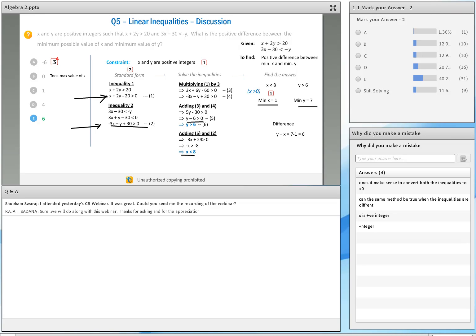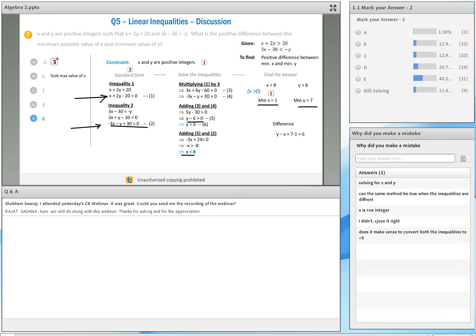Those of you who made a mistake, where did you make a mistake? While solving for x and y, okay, it's a calculation error. Does it make sense to convert both inequalities to the standard form? It just makes life easier. You'd make fewer calculation mistakes if you do that. All right, calculation mistake is where you made a mistake. I'd call this a math mistake.